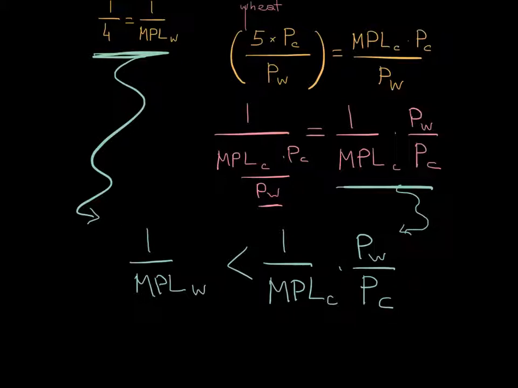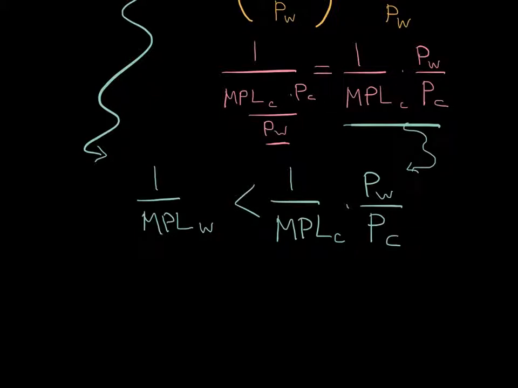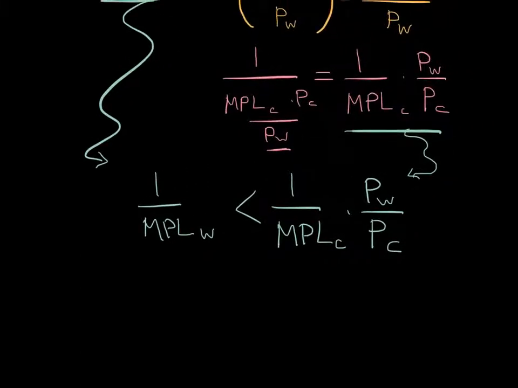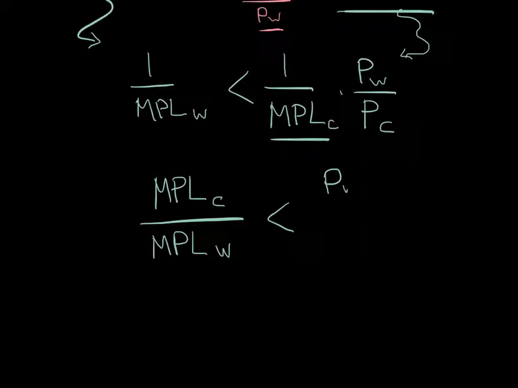Now, notice we can multiply both sides of this inequality by the marginal product of labor in the production of cloth. That way, we just get the marginal product of labor in the production of cloth divided over the marginal product of labor in the production of wheat is smaller than price of wheat divided over price of cloth.